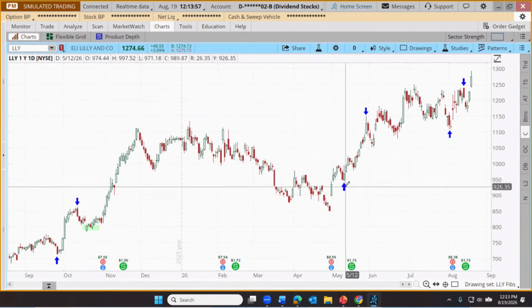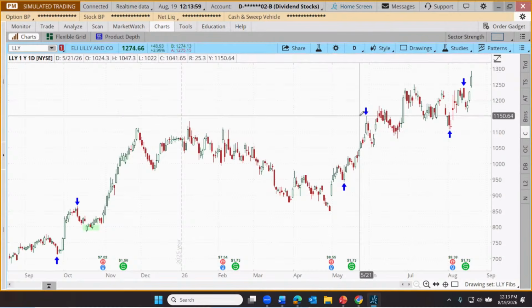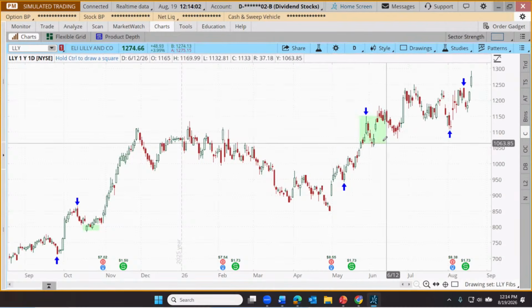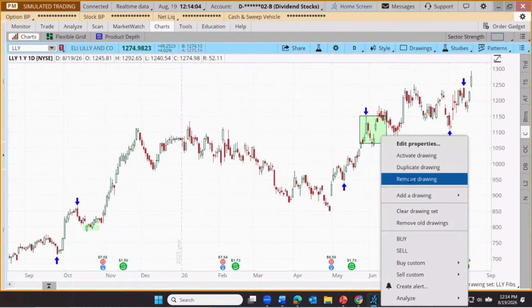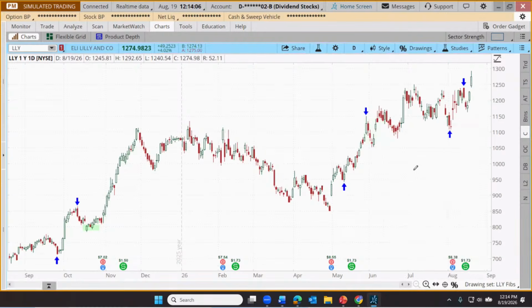All right. Here's another big move to the upside. We'll go to the top, click at the top. Oops, I've actually switched my tool. Let me remove this drawing, and we'll switch this back to the retracement line.